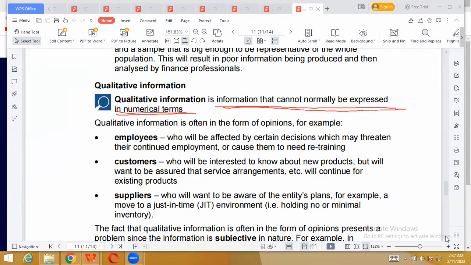For example, qualitative information is purely non-financial and cannot be expressed in numerical terms. For example, we are talking about employees. If the examiner says, can you tell us what are the qualitative non-financial factors that affect the organization? Employees, customers, suppliers, they are not expressed in numerical terms. So those are qualitative factors. That is basically the point, guys.